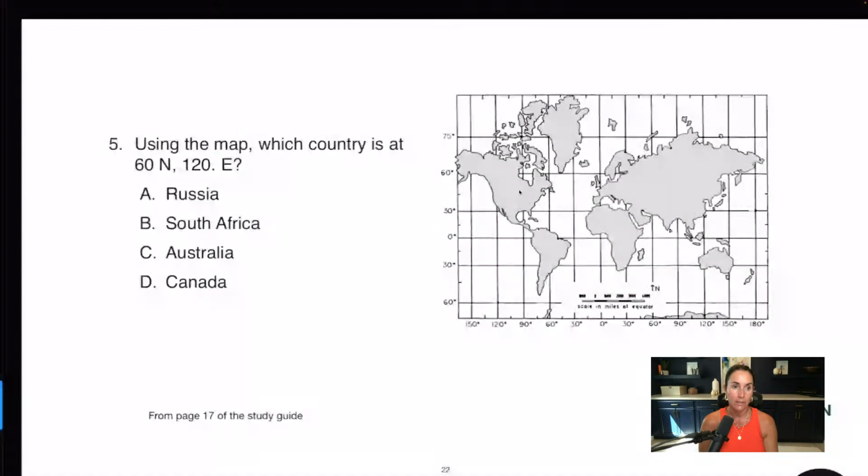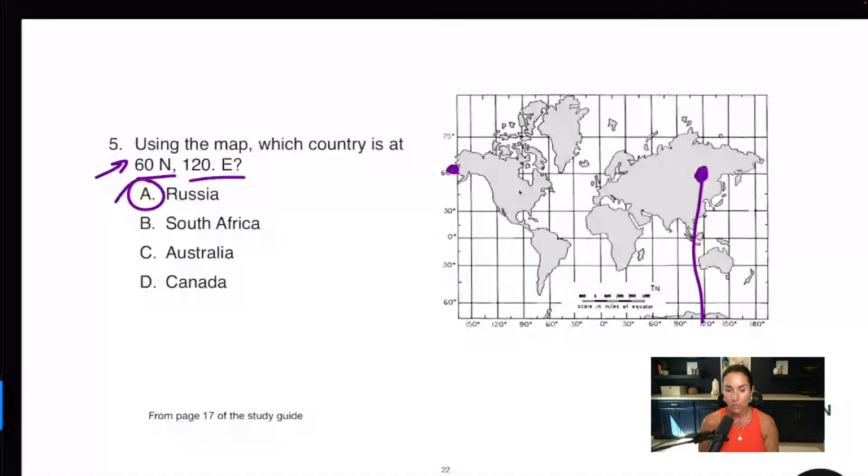So let's have a look at what a question might look like here. So we have a map. It says, using the map, which country is 60 degrees north and 120 degrees east? So I got to use my longitude and latitude here. So I need to know that the first one is longitude and the second number is latitude. So if I went 60 over to 120, we'd be here. This is going to be Russia. Now this one seems pretty easy, but they might say something like, which country is in the northeast hemisphere? You would need to know your north, south, east, west hemispheres.